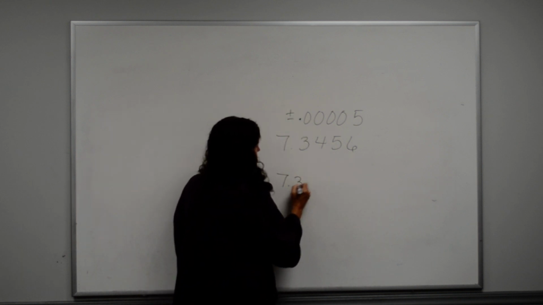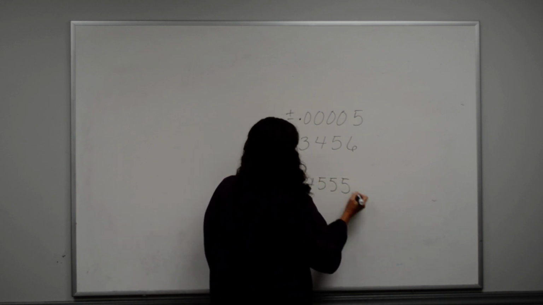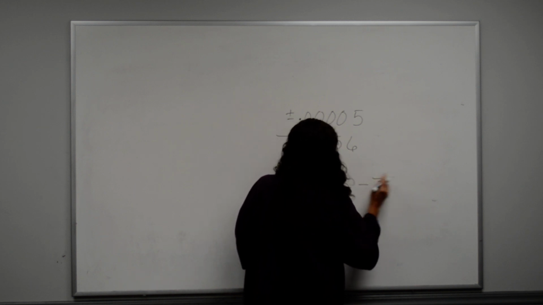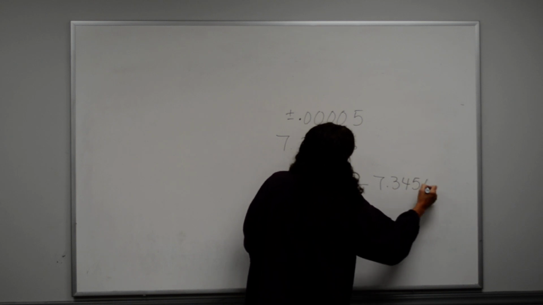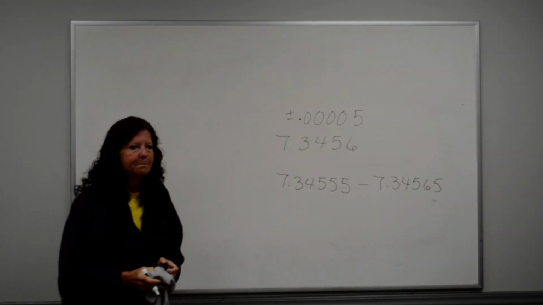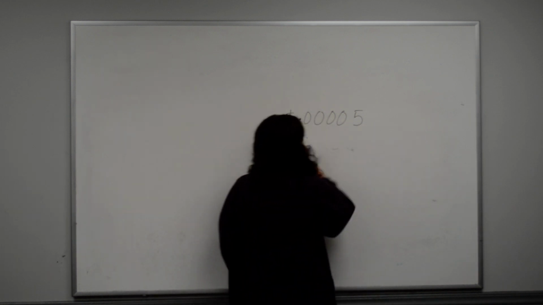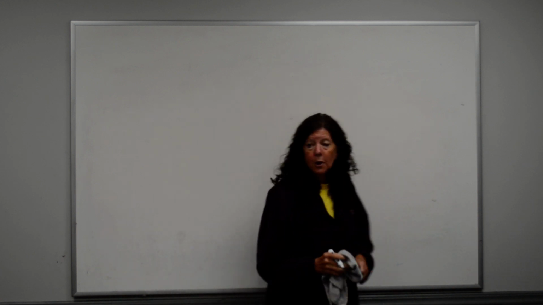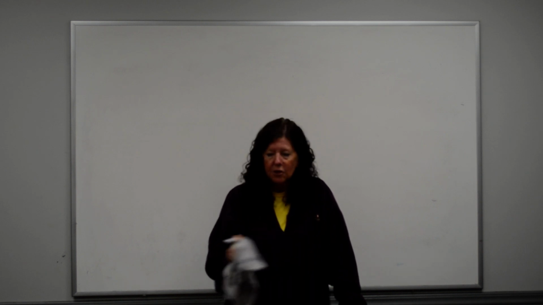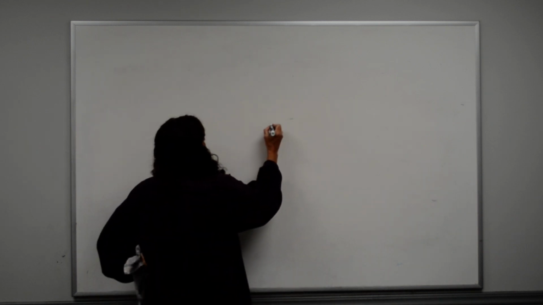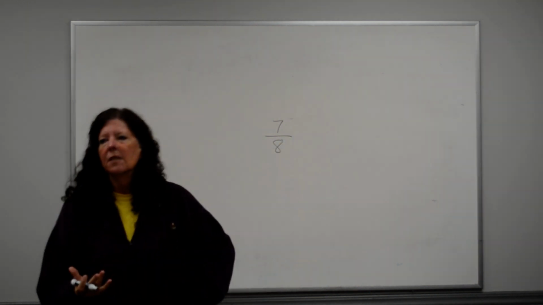So 7.3455 to 7.34565. Okay? Now, fractions are a little different. Do not convert the fraction to a decimal. If you convert the fraction to a decimal, you get the problem wrong. No partial credit, it's just wrong. So let's say I have 7/8, and I want to know the precision of 7/8.